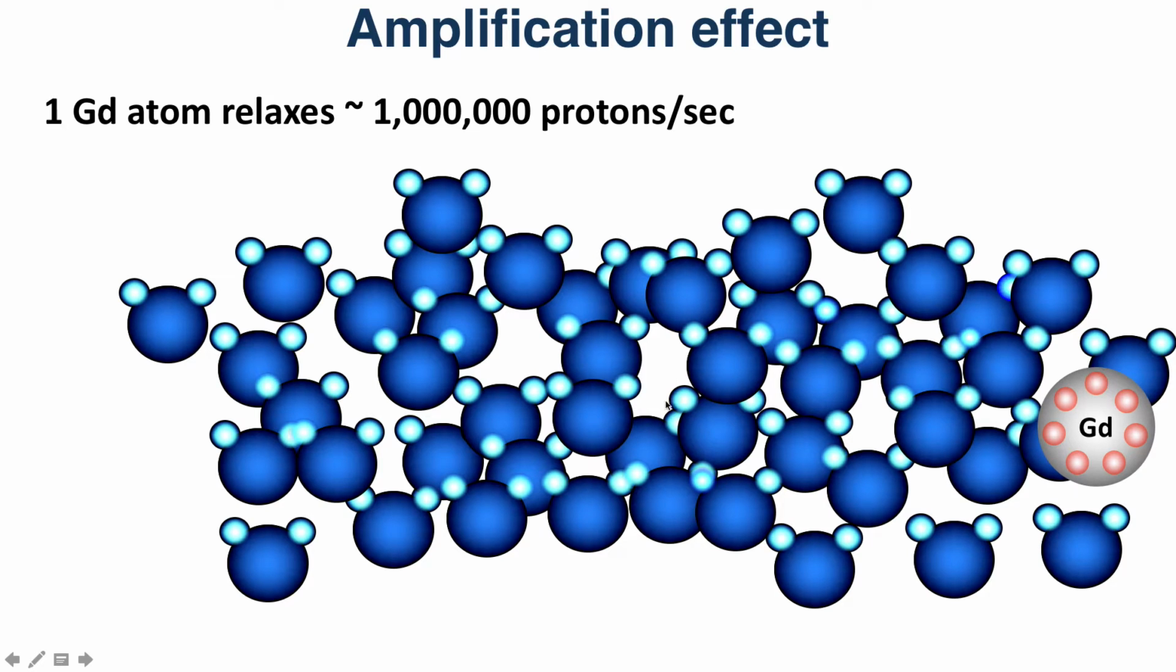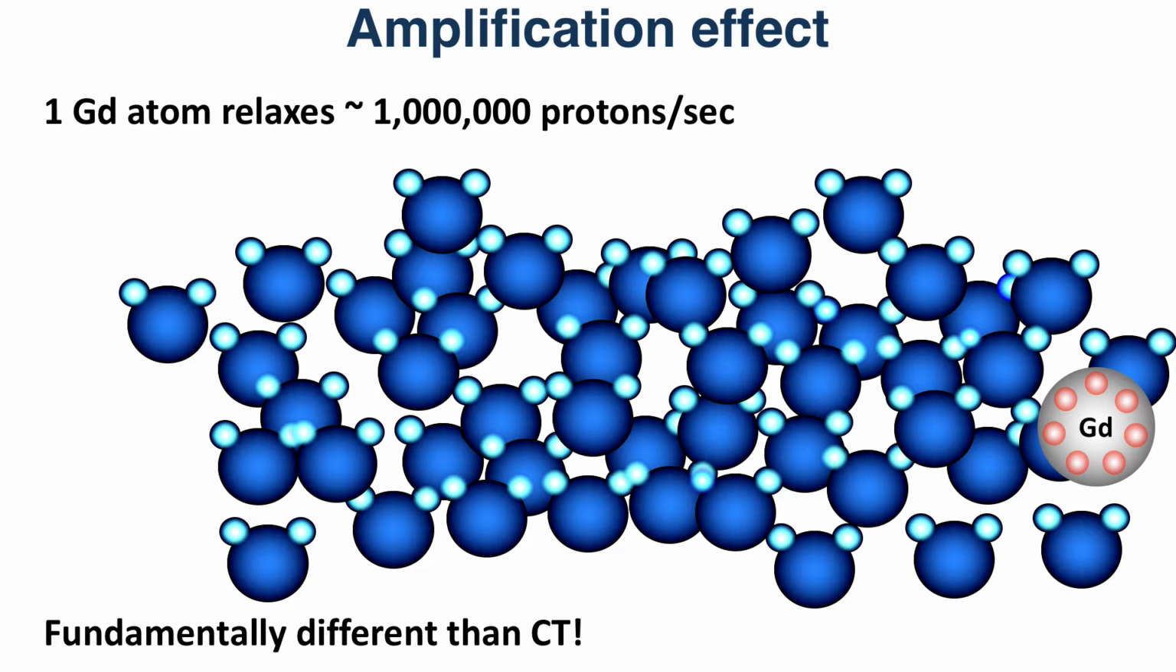Now also notice that this gadolinium with its 7 unpaired electrons doesn't just relax one water molecule, it causes 1 million protons per second to relax. So gadolinium is very powerful because of this amplification effect. We're not imaging gadolinium, we're imaging the effect of each gadolinium atom on 1 million water protons per second. Huge amplification. This is fundamentally different than CT, where one iodine molecule or atom blocks 1 photon.